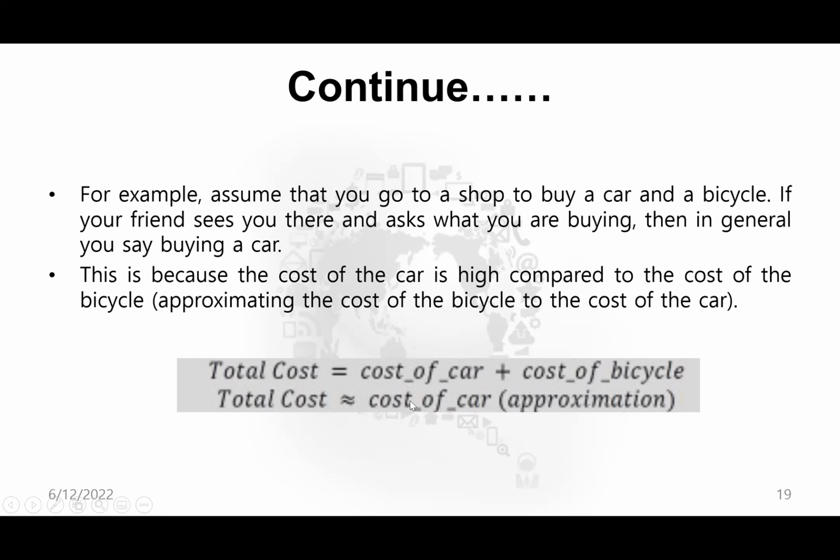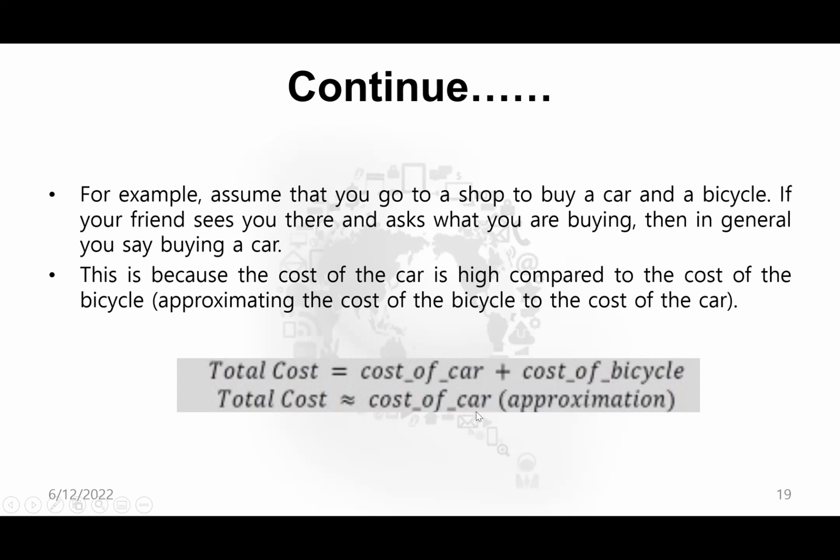But here, if you use big O, you will just consider the cost of the car only, approximately. Because the cost of the bicycle, if you compare it with the cost of the car, is much lower, right? So if we use big O, we don't really look at the lower order term, which is your cost of the bicycle. You will just look at the cost of the car only, as an approximation.